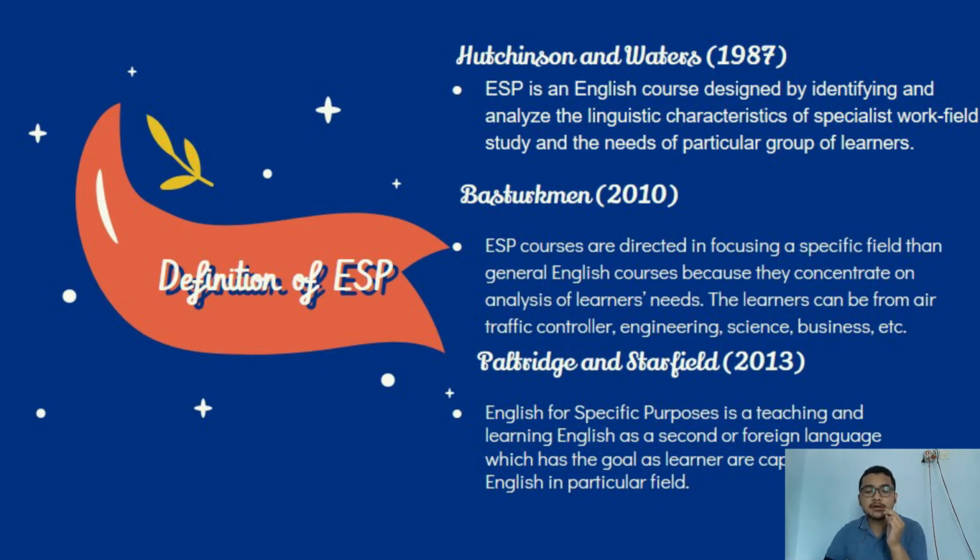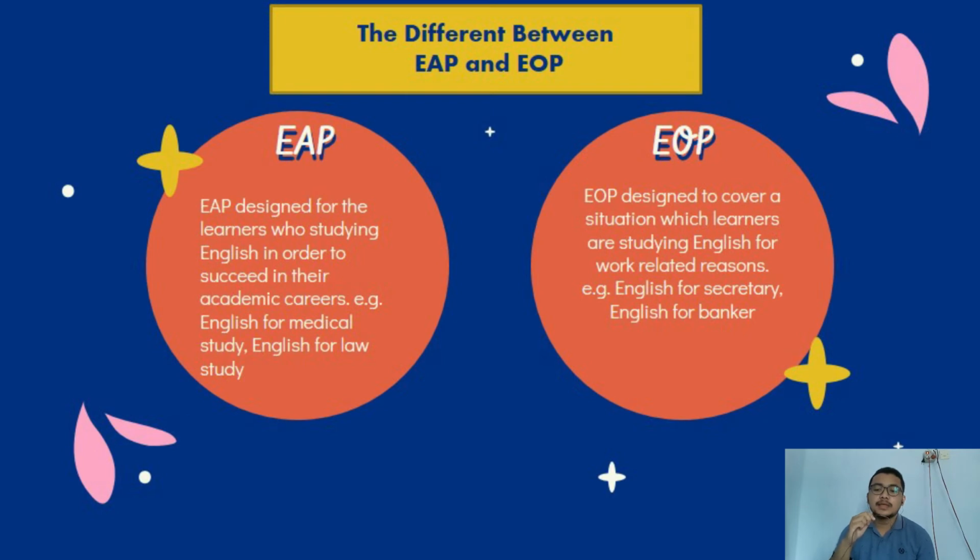The next slide is about the difference between EAP and EOP. We know that EAP and EOP are part of ESP. EAP itself is an acronym from English for academic purpose. EAP is designed for learners who are studying English in order to succeed in their academic career. For example, medical students have to learn English to succeed in their study. And also law students, they have to learn English to succeed in their law study.